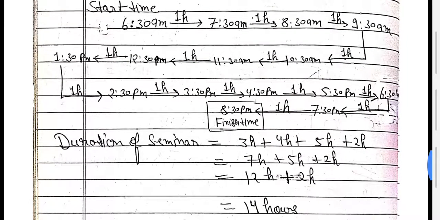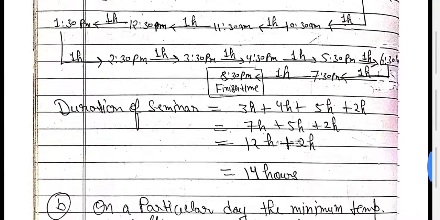Now simply add 3 and 4, that is 7. 5 hours as it is, 2 hours as it is. Now 7 and 5 is 12. 12 hours plus 2 hours means 14 hours. So the duration of the seminar is 14 hours. It is your answer.